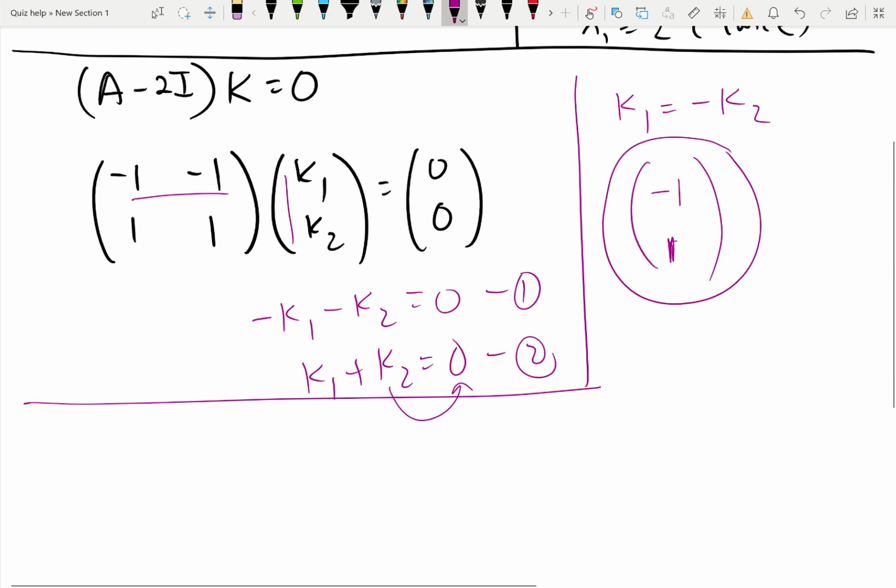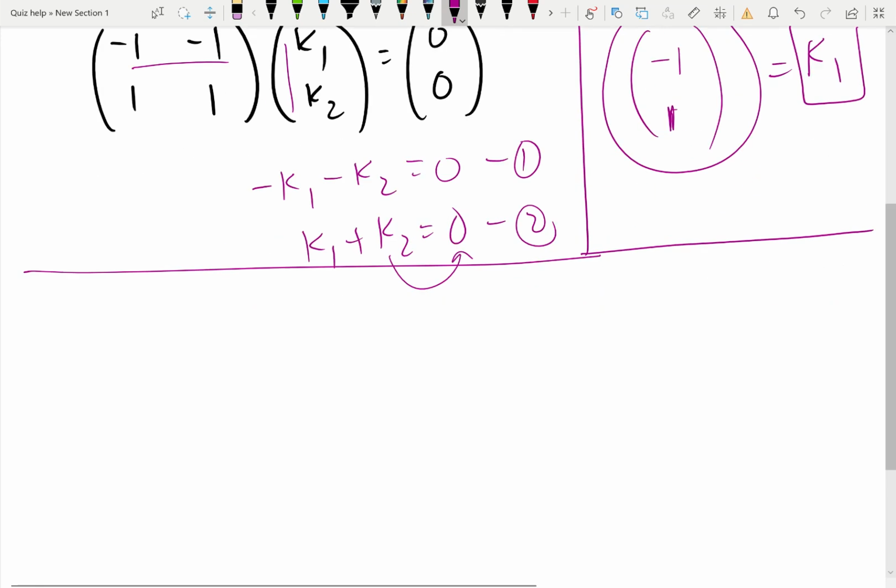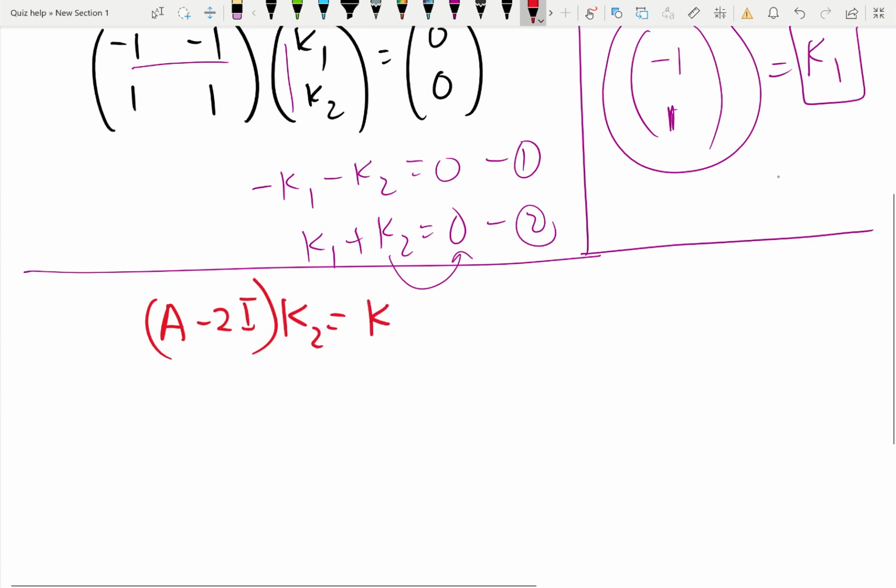See, we only get one eigenvector now. The eigenvalue is 2, but it's repeated. So this is capital K1. Now we want to find the other eigenvector, meaning the generalized eigenvector. So you solve this new equation. What is it? A minus 2I still, but you want capital K2, so your right hand side is the eigenvector that you just found, K1.